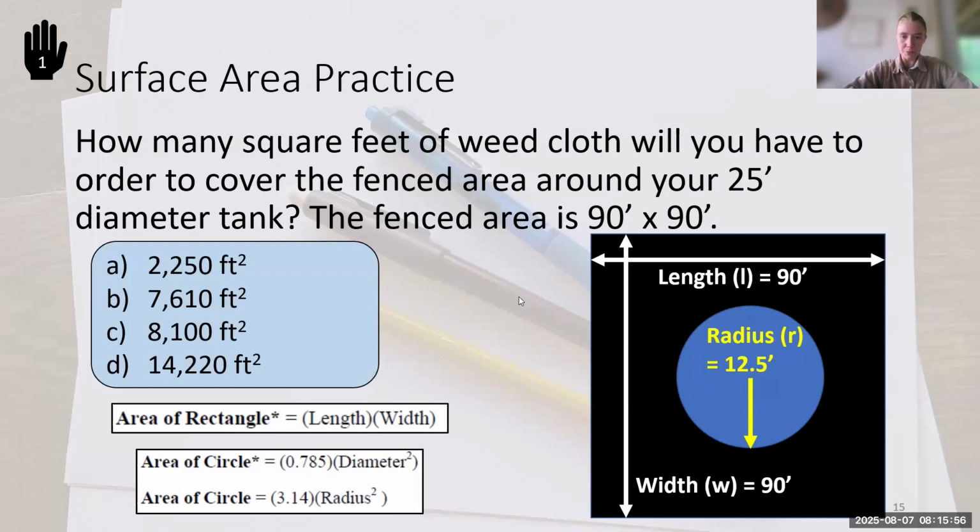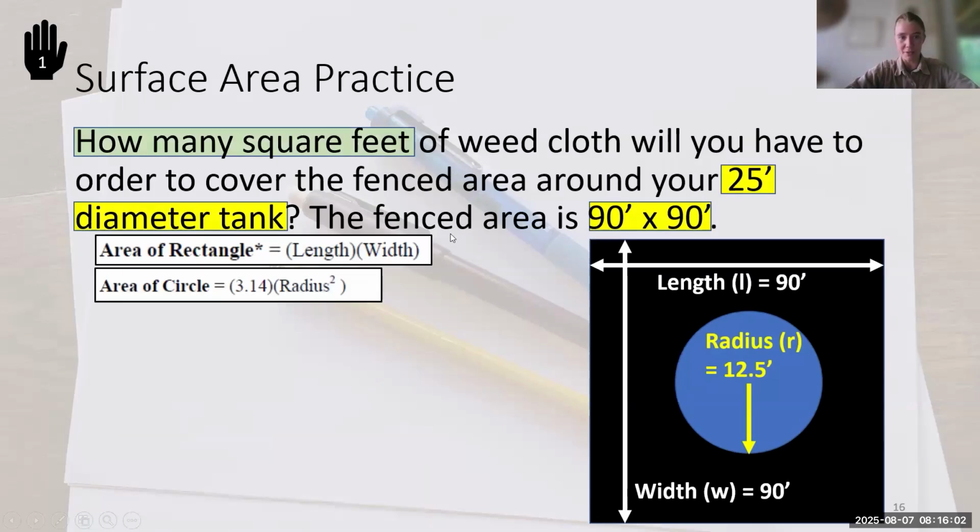So for this one, we're working with two different area calculations, right? And then there's also a kind of tricky part. So we're going to break down this question. We're looking at how many square feet. When you see that in a question, usually that means you're going to be working with surface area. And then we've got a 25-foot diameter tank in the middle of a 90-foot by 90-foot fenced area.